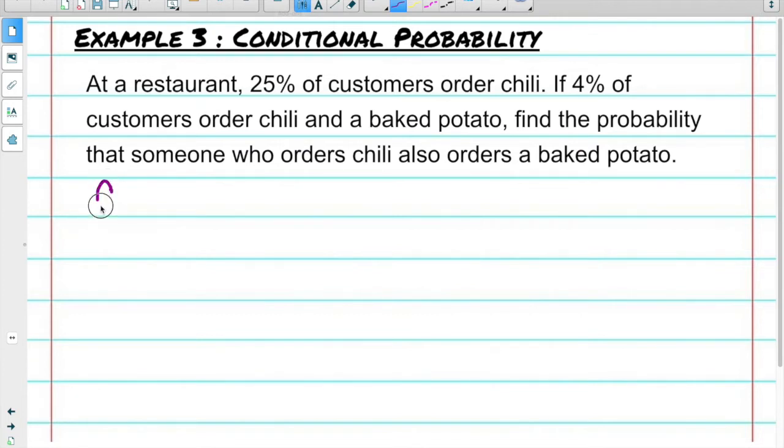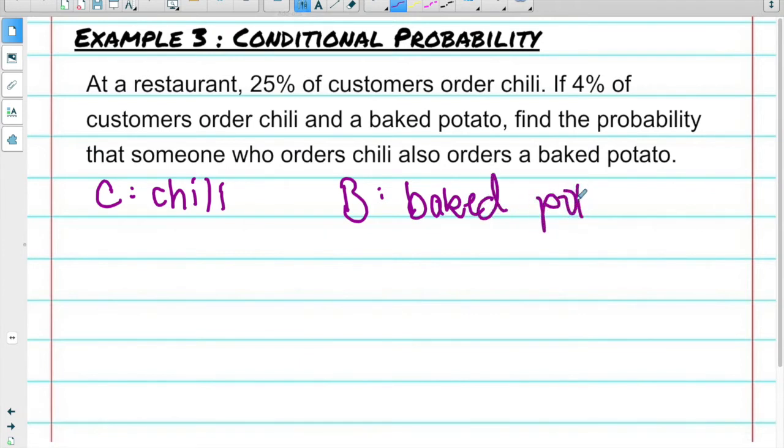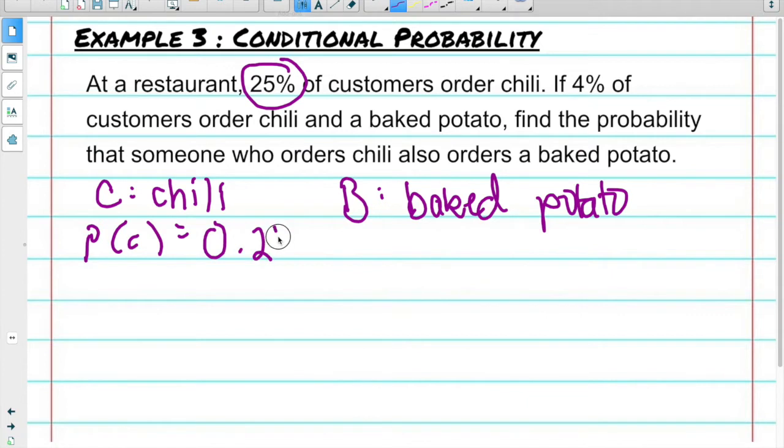Okay, so define your events. C is the probability that somebody orders chili. We'll say B is the probability that somebody orders a baked potato. And in the problem, we're given this 25% number. What does that represent? It represents the percentage of customers who order chili. So the probability of C is, we're going to write this as a decimal, 0.25.